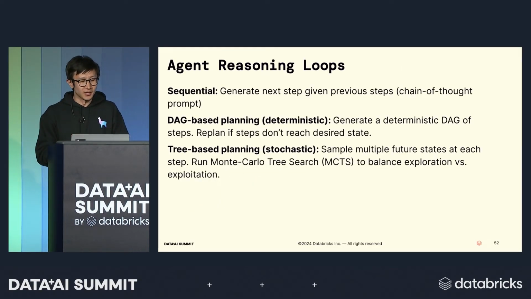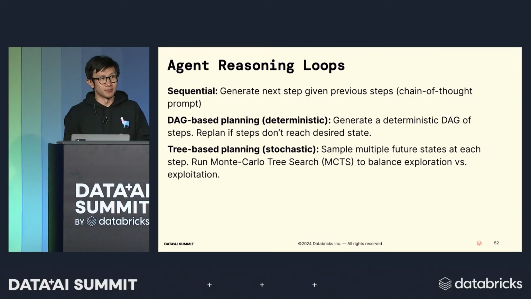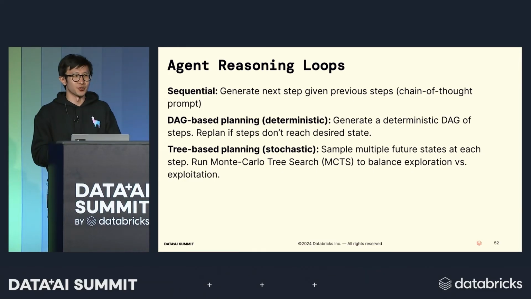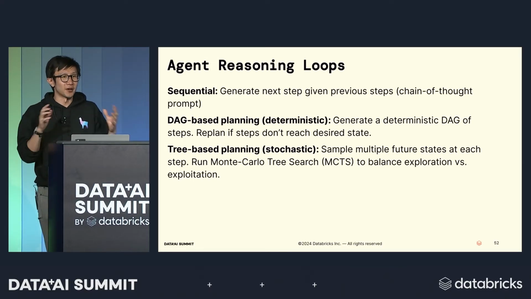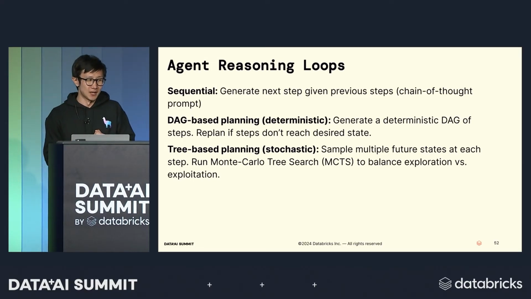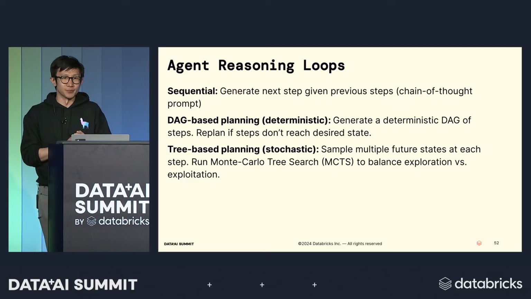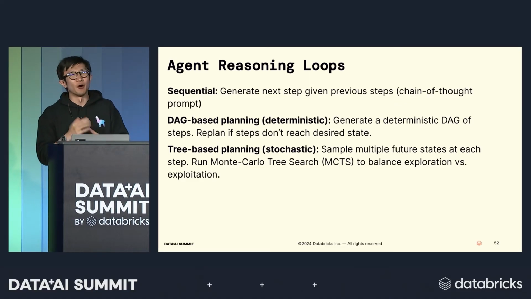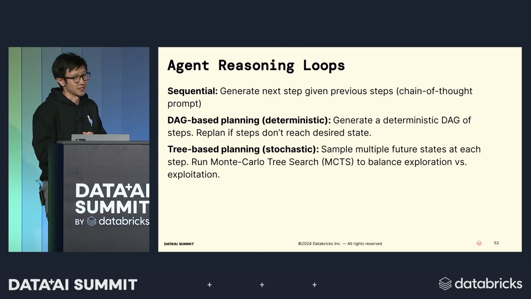And then the third is basically an extension of DAG-based planning, except it's a little bit more stochastic because you're uncertain of the future. You can't actually reason until the end, so you're going to try out a bunch of things and see what sticks, right? The classic example here is basically imagine you're playing something like AlphaGo, right?